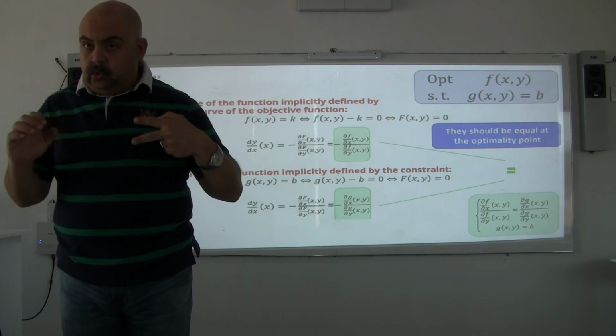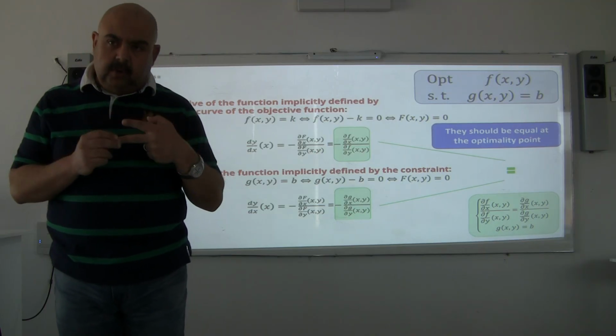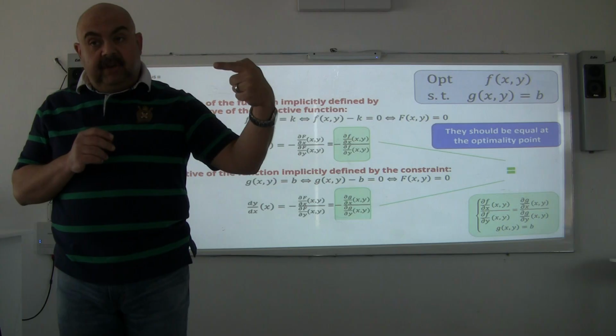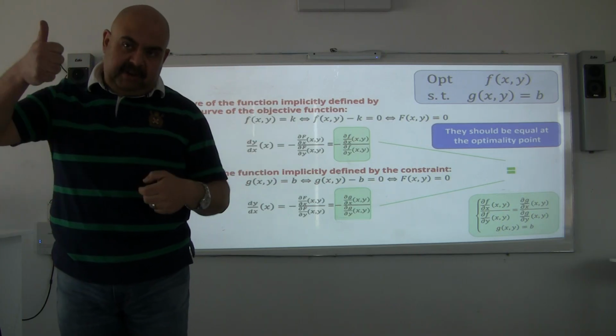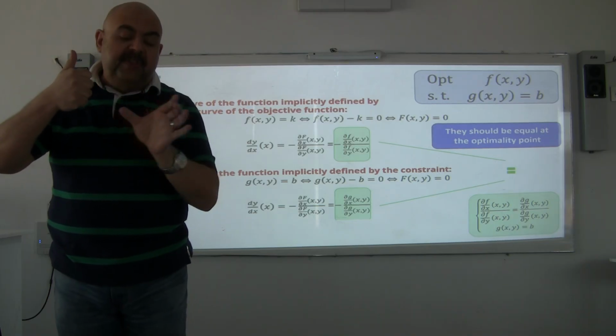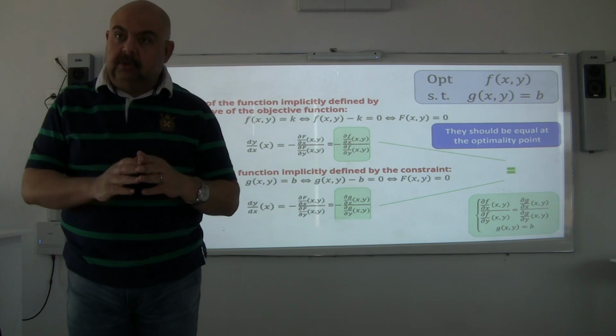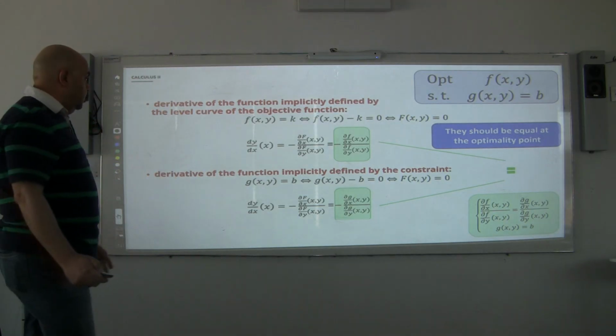The first of them is the objective function. The second is the constraint. Get the implicit derivative for both of them. Put them equal to each other. You will have an equation. Use this equation together with the constraint and you will be able to get your extremum point, the point of optimality.